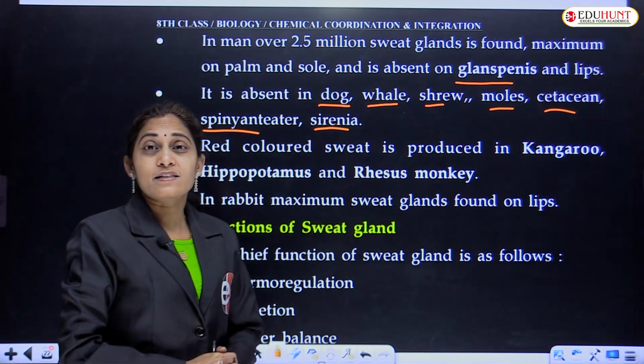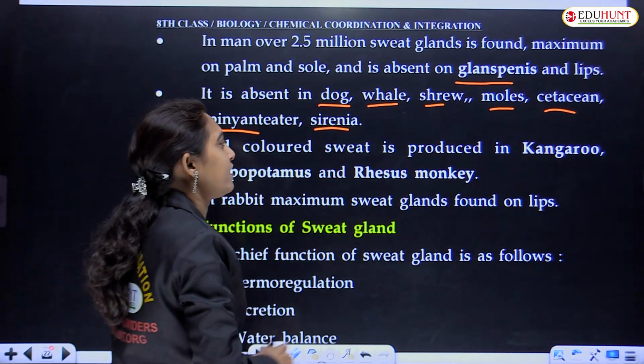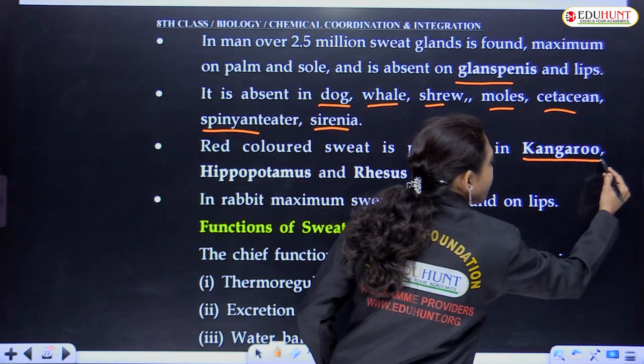And red colored sweat is produced in kangaroo.